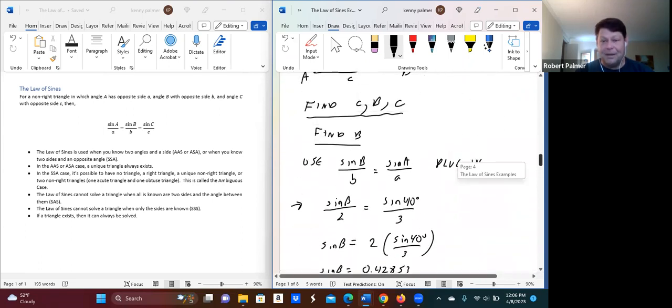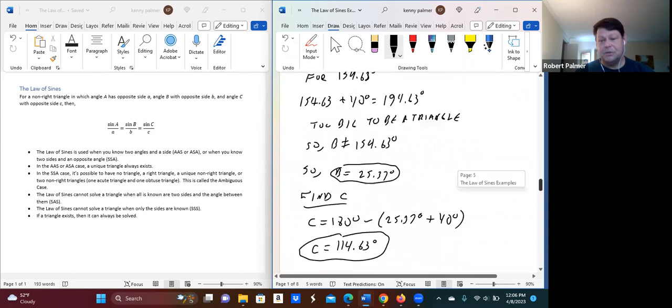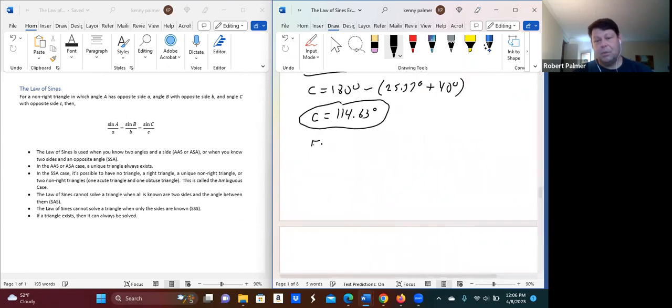The last thing I need to find is side C, small c. And so now we can use the law of sines. We know everything else. As a general guideline, try to use what you're given as much as possible. That way, if you made a mistake on something you already calculated, it won't carry through as much. So here I'm going to use the inverted version, C over the sine of angle C is equal to side A over the sine of angle A. Once again, plug in the values.